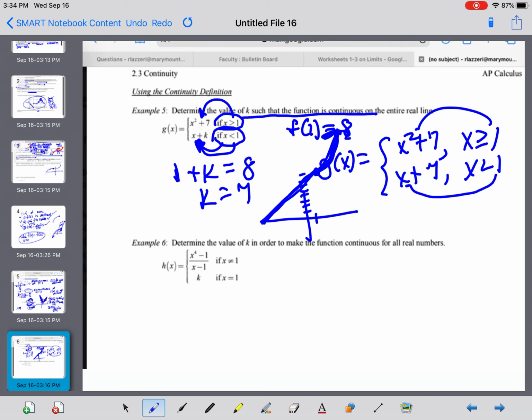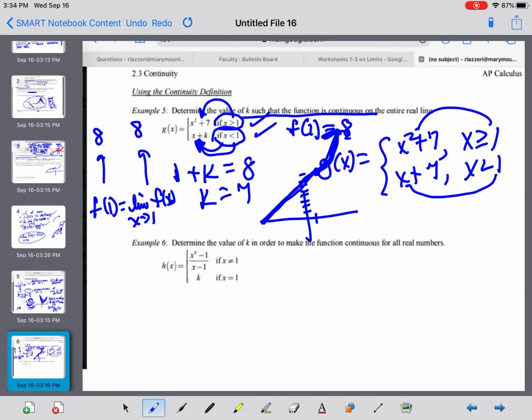Now if they ask me, you don't want to say the words like meet or connects on an AP exam or on one of my tests. So what you would say is, now you know it's continuous because f of 1 equals the limit of f of x as x approaches 1. In other words, f of 1 is 8, and you also made the limit of f of x as x approaches 1 equal 8 because you checked it from the left and the right.